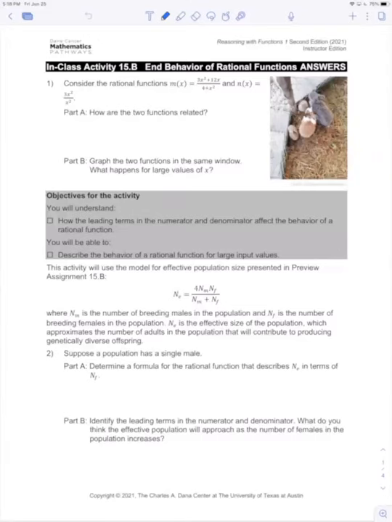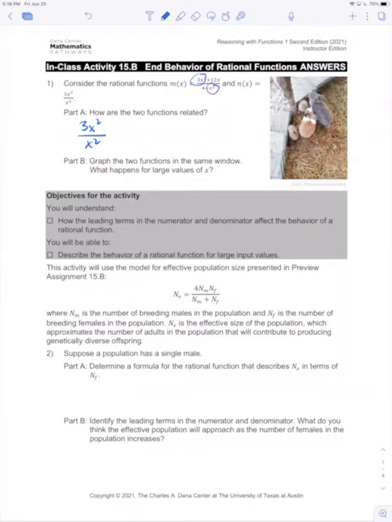In class activity 15b, 1, consider the rational functions m of x equals (3x squared plus 12x) over (4 plus x squared), and n of x equals 3x squared over x squared. Part A, how are the two functions related? Well, they're related because they have the same leading terms. So what we're thinking about here is the highest degree term in the numerator and also in the denominator. If we were to write that, we would write 3x squared over x squared, which is actually the n of x term. So this value here and that one there, that's what they have in common.